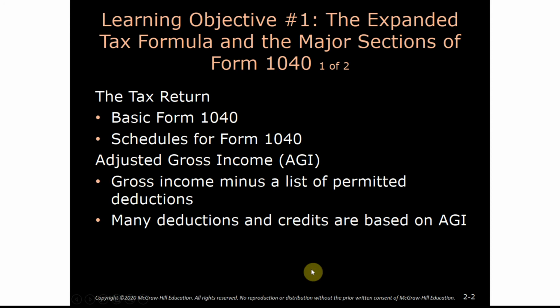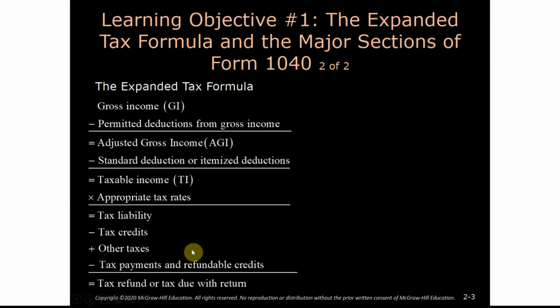And as we dig deeper into the tax formula, we see that we have schedules now that are a part of the basic tax form 1040, and a hallmark calculation and concept of individual tax returns is the adjusted gross income, and we'll talk a little bit about that. The basic calculation for AGI is the gross income less any permitted deductions, and we'll start the conversation about some of those deductions, but there'll be much more to come regarding deductions and credits in the future.